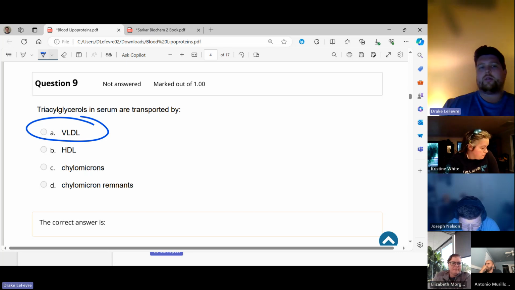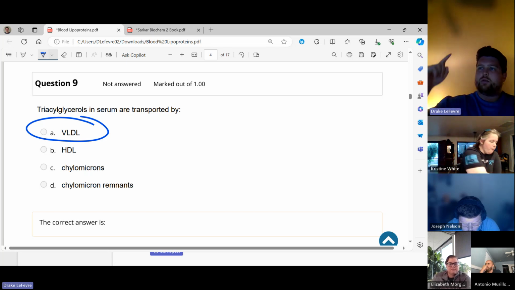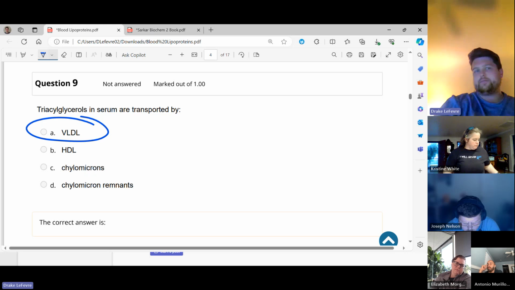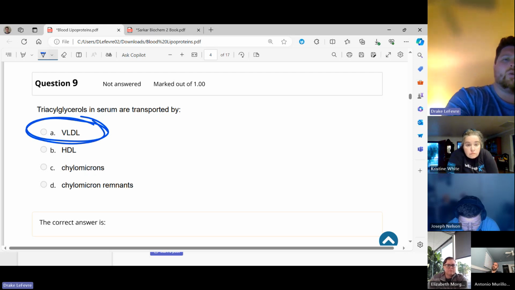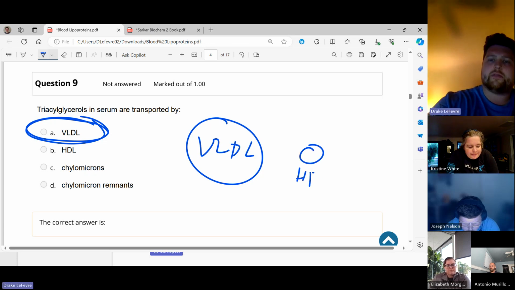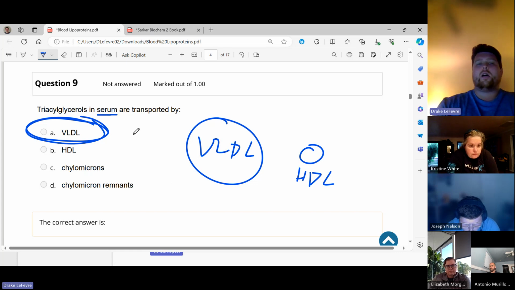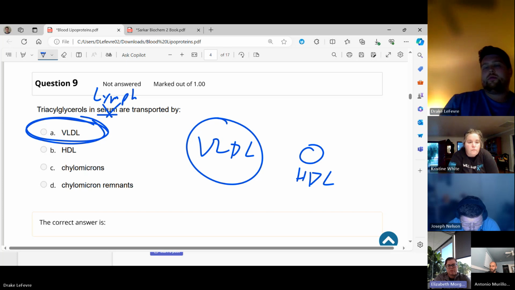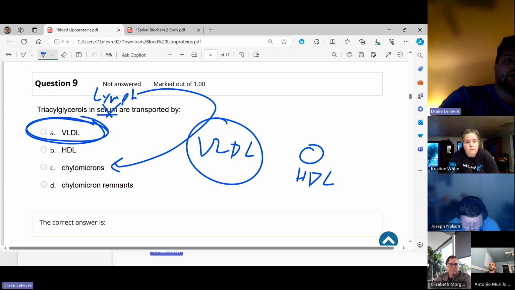Because remember, we had the little conversation where two people weigh the same amount, but one's full of muscle and one's full of fat. When you put them in water, the one with fat floats because they're less dense. The one with lots of muscle sinks. Protein is more dense than fat. So our VLDLs, while they are larger, are less dense because they have more fat. So the triglycerides in the blood serum are going to be transported by VLDL. If we switch this question, rather than saying serum, and we said lymph, what would our answer be? Chylomicrons. Yeah, then our answer would be chylomicrons.